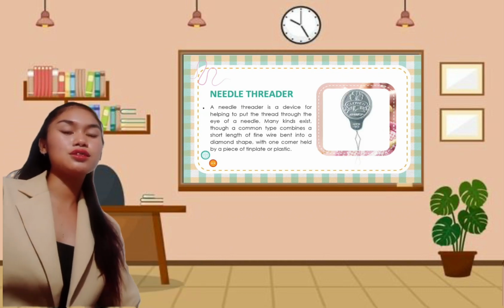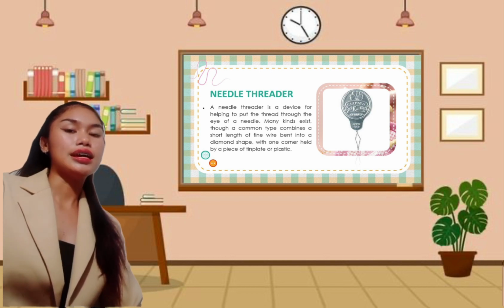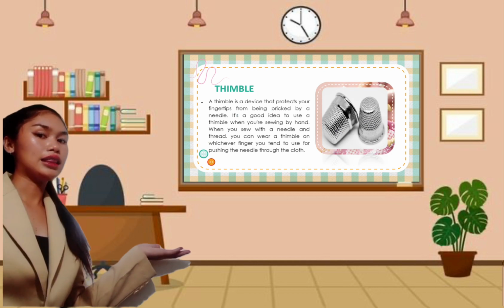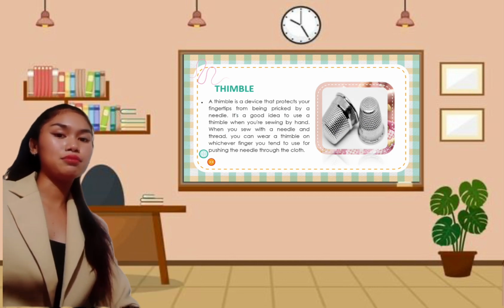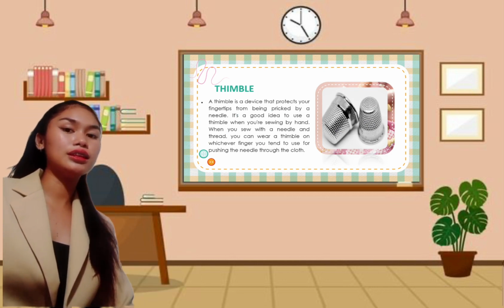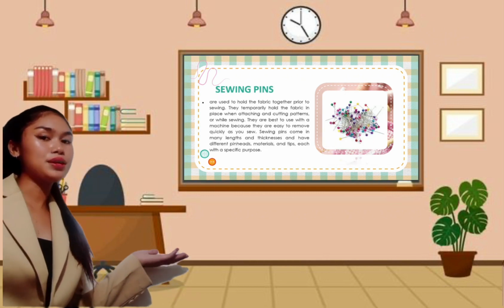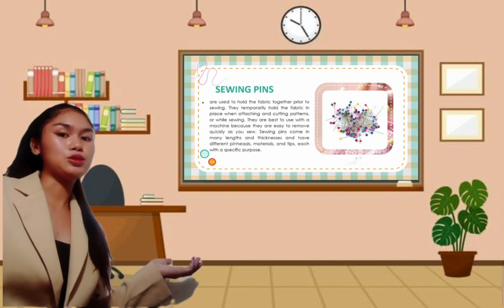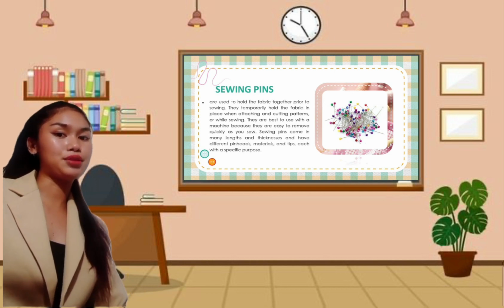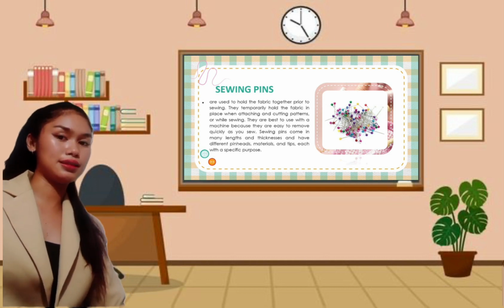It is used to stitch fabrics together using a thin strand of twisted fiber passed through the eye of the needle. A thimble. It is a small protective cap worn on the finger to push the needle while sewing and prevent pricking. Pins. Pins are slender, pointed tools used in sewing to temporarily fasten fabric pieces together before permanent stitching.